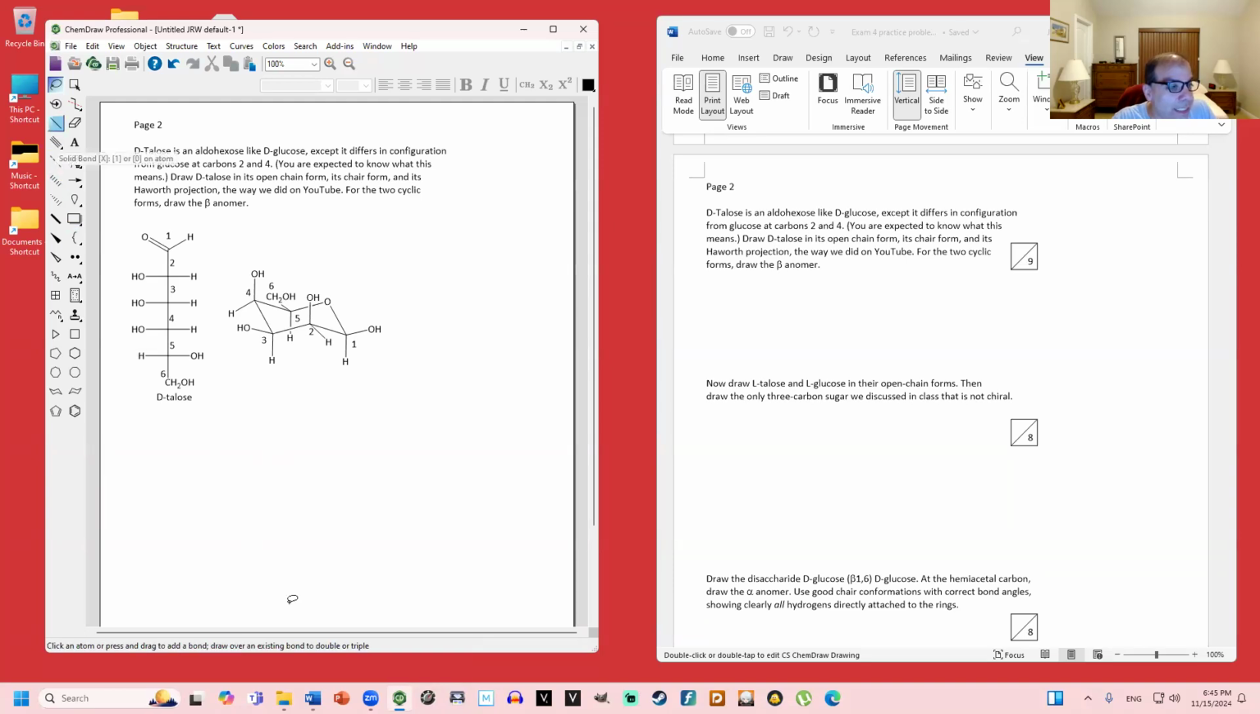And as I've said, I never bothered memorizing any Haworth projections. I just get them based off of the chair form. So in the Haworth projection, we pretend as though the ring is flat. We again put the oxygen in the upper right.